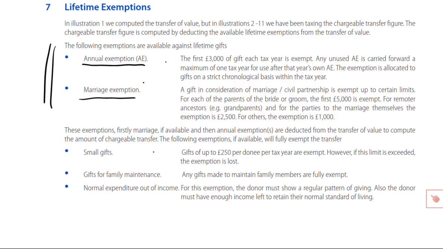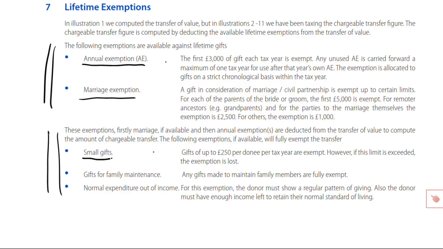But in addition to those exemptions that are deductions from a transfer of value, to bring you to still what will be a chargeable transfer figure, to then include in one or other or both of those computations, lifetime transfers chargeable when made, lifetime transfers chargeable on death, there are some exemptions, and they're listed here, that are just full exemptions. Here there is no deduction from the transfer of value. These exemptions apply in full if they are available. So let's get these out of the way first, because these are probably the less likely ones to be seen. The annual and the marriage are the most likely.